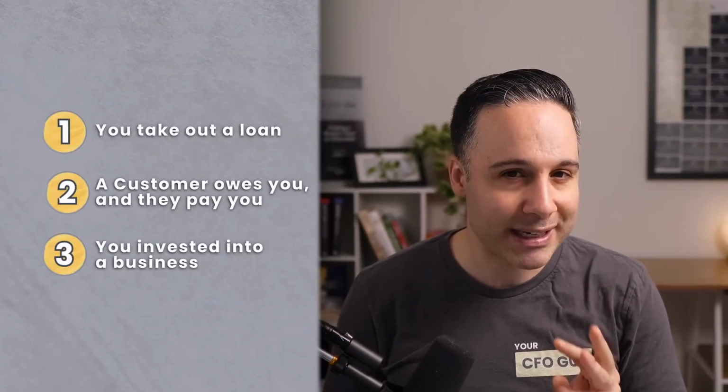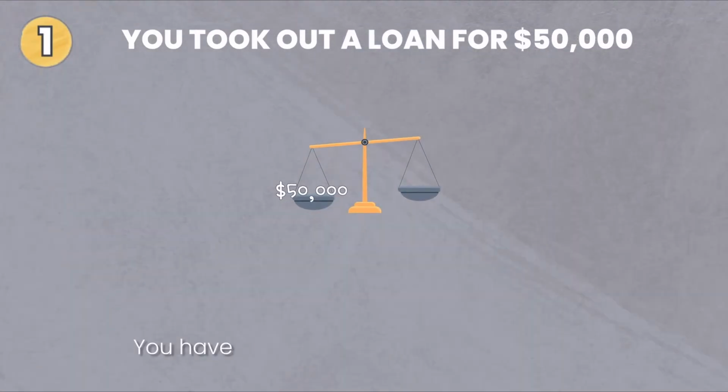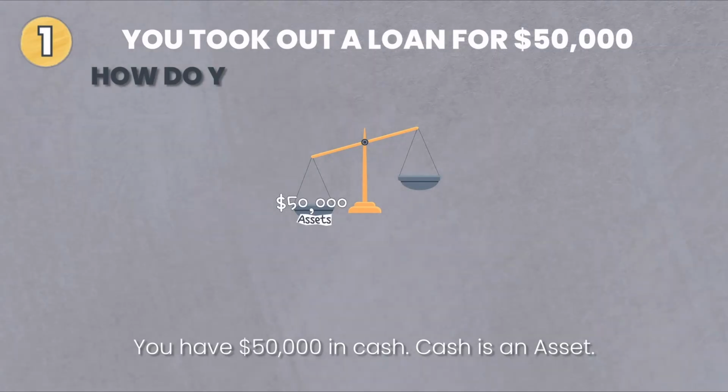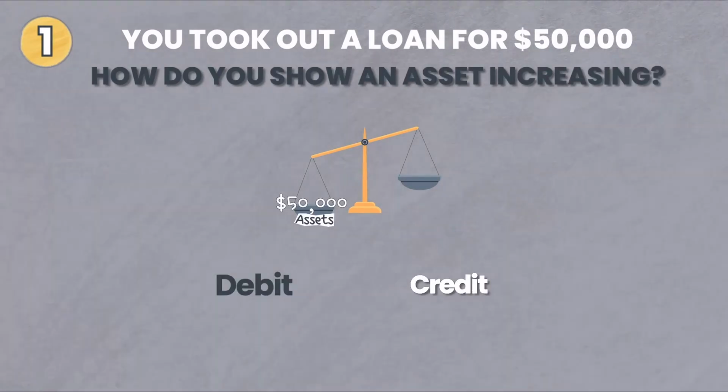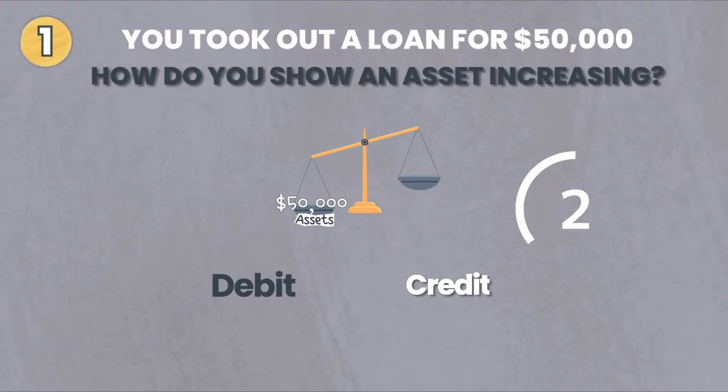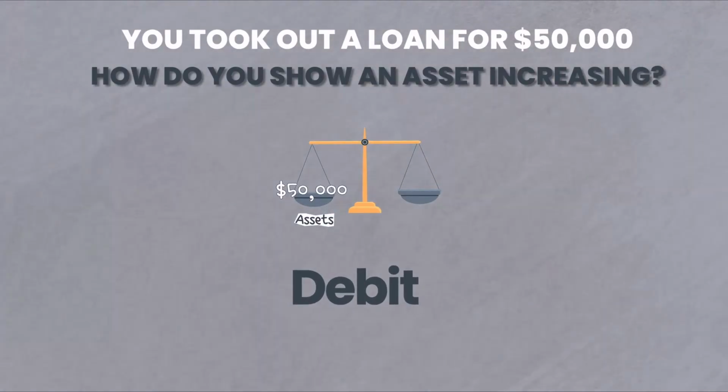Okay, that's a lot that I just threw at you. Let's revisit these 3 examples, this time working through what debits and credits are. So for example number 1, you took out a loan for $50,000. You have $50,000 in cash. Cash is an asset. How do you show an asset increasing? With a debit. Debit cash for $50,000.